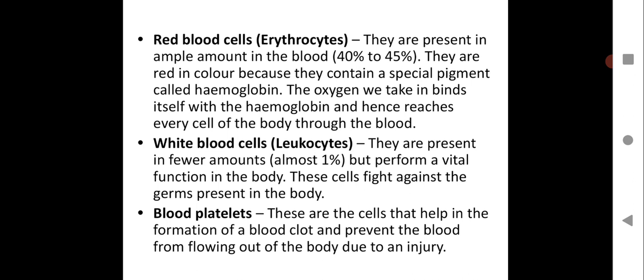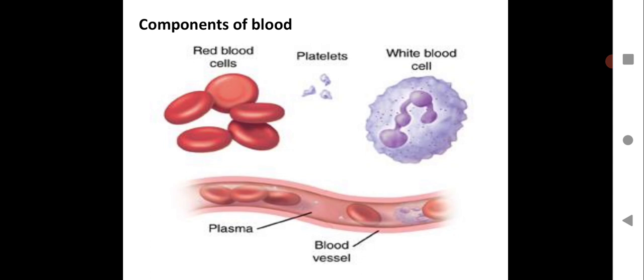So each and every component of the blood is extremely important. Blood is not made of a single component. As you have seen, it is made up of blood plasma, red blood cells, white blood cells, and blood platelets. All of these are very important. You can see the components of blood over here: red blood cells, blood platelets, white blood cells, and blood plasma.